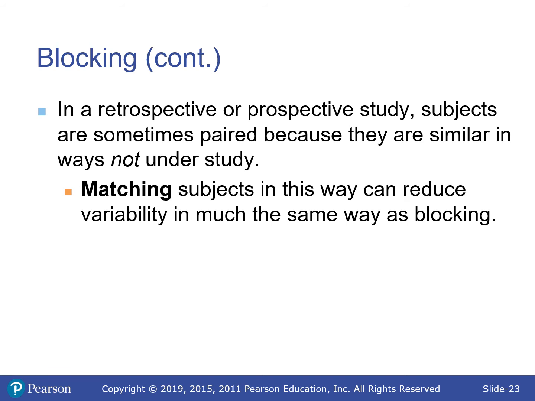In a retrospective or prospective study, subjects are sometimes paired because they are similar in ways not under study. Matching subjects in this way can reduce the variability, like blocking, and this is called matched pairs. And when we're looking at matched pairs, we look at the difference between them.